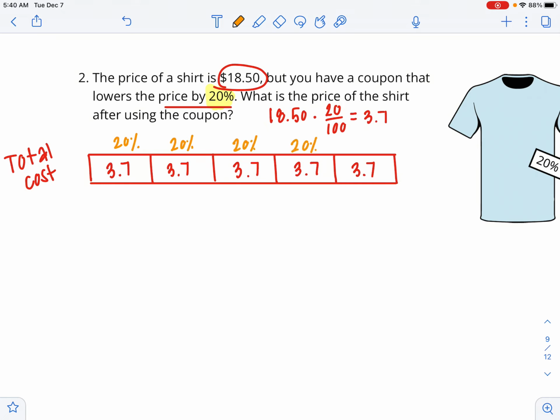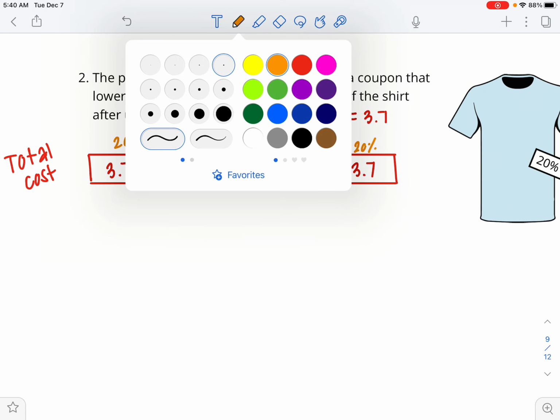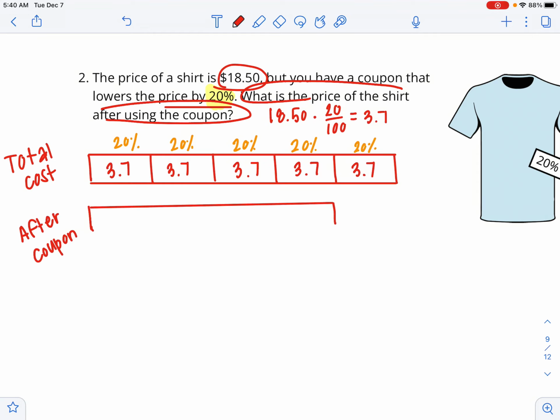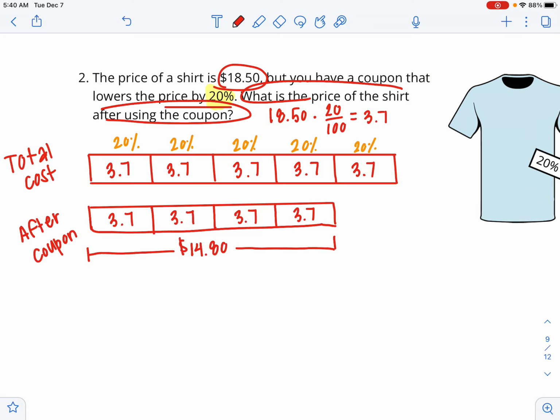So this time what's happening is that the price of the shirt is lowered after using the coupon. So we have one tape diagram to show the initial cost, and then we need another to show after the coupon. And we know that after the coupon, the price is lowered by 20%. So I'm going to have one fewer box. And instead of having 5 groups of 3.7, I have 4. And so my total cost is going to be $14.80. And that's the cost after the coupon.